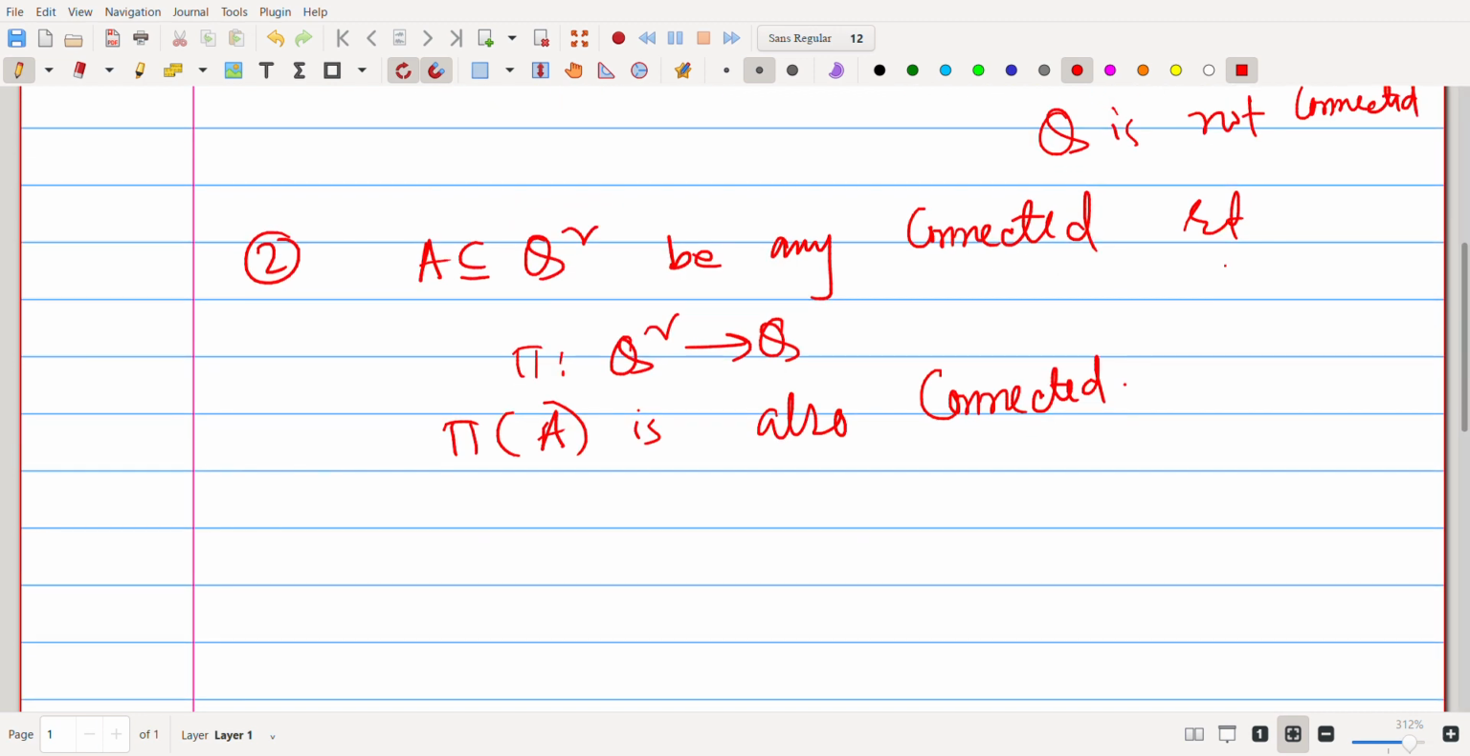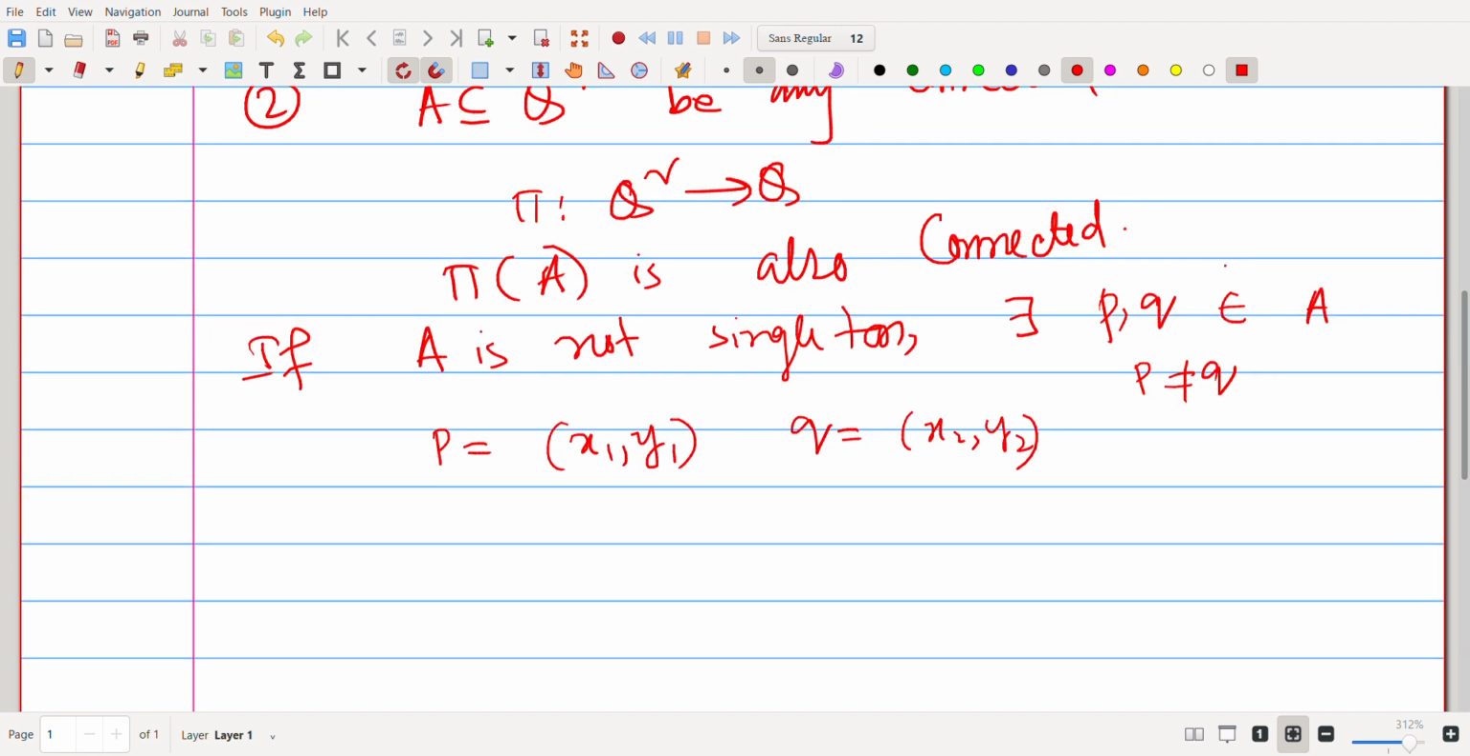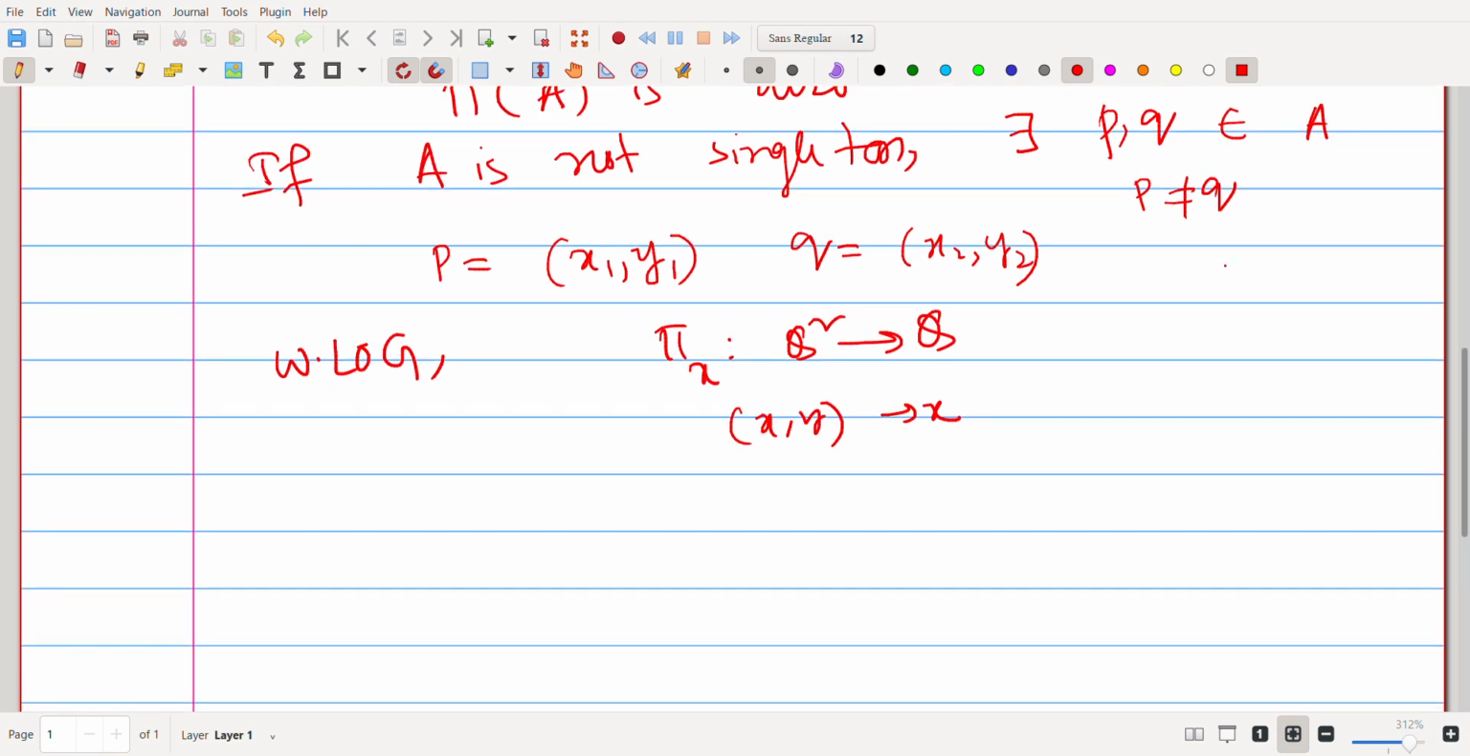Now if A is not a singleton, that means there exist two points in A, P and Q, such that P is not equal to Q. So let P equal (x1, y1) and Q equal (x2, y2). So that means at least one coordinate of P and Q is different, right? So without loss of generality, assume that the first component, the x coordinate, is different. Then consider the projection map onto the x axis, the map (x, y) goes to x. If y1 is not equal to y2, you can consider pi y, that means projection on the y axis. So then pi x of P is x1 and pi x of Q is x2, right? And x1 and x2 both are rational numbers because the map is from Q2.